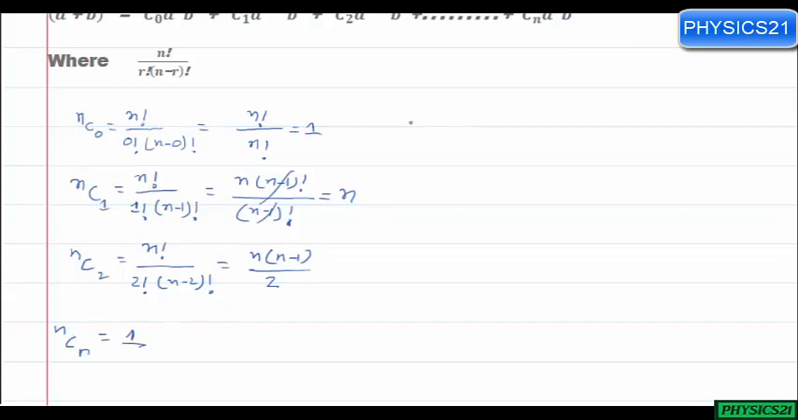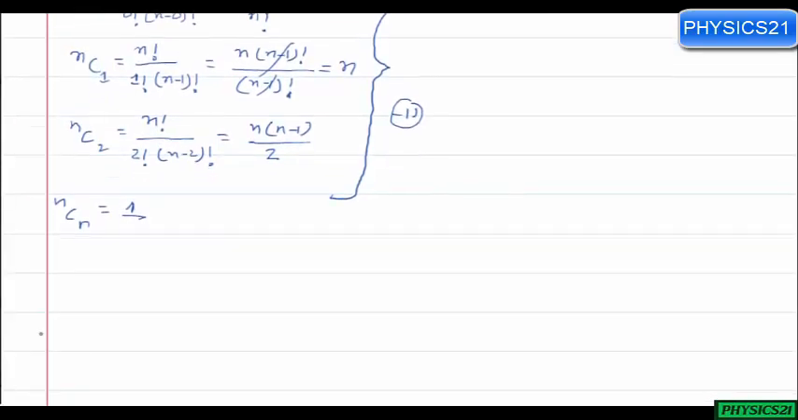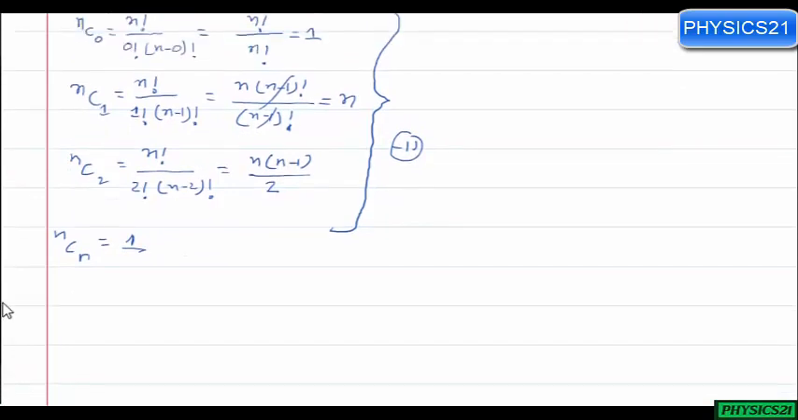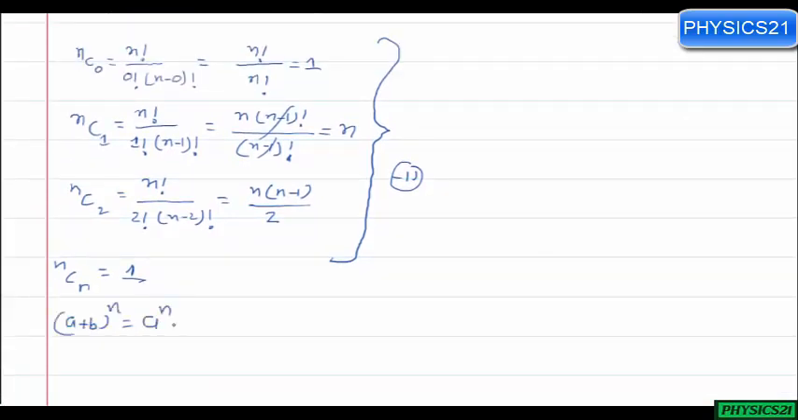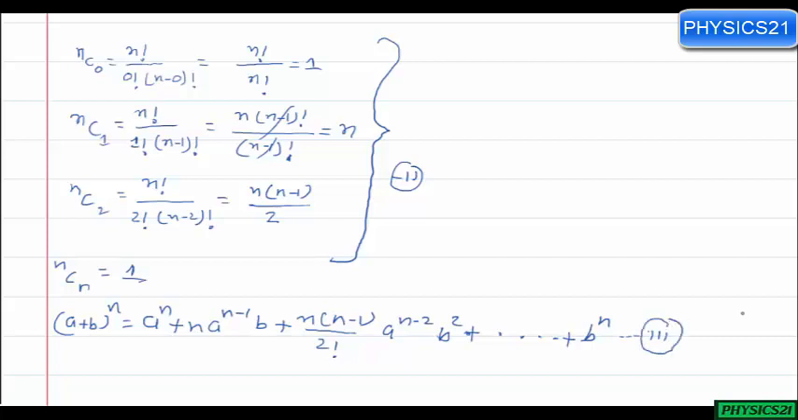Now we will substitute these values in the expansion of the binomial theorem. This is equation 1. This is equation 2. Now from equation 1 and 2, we get another expansion for the binomial theorem. So this is another form of the binomial theorem. This is equation 3. Later on we will discuss some other forms of the binomial theorem in special cases.